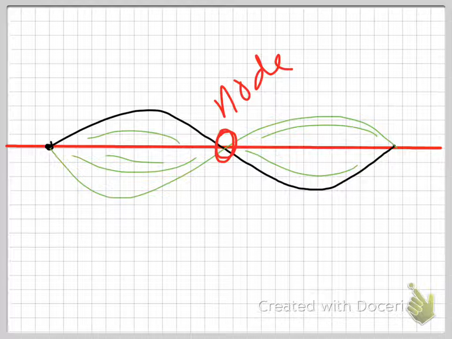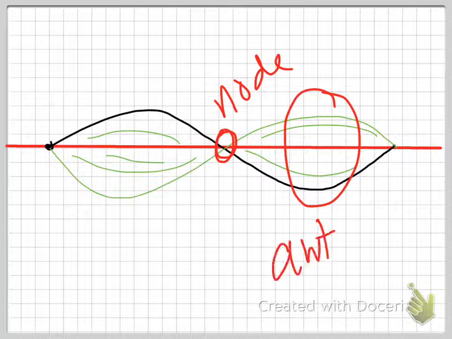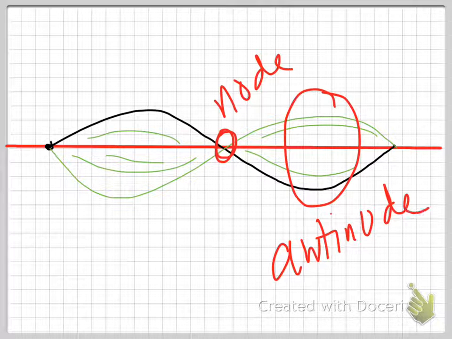I guarantee I will screw that up at some point. I do it every single year. You have this area of constructive interference where the amplitude of the wave is greatest. What's that called? Antinode. Antinode, antinode. We're not in Kansas anymore.